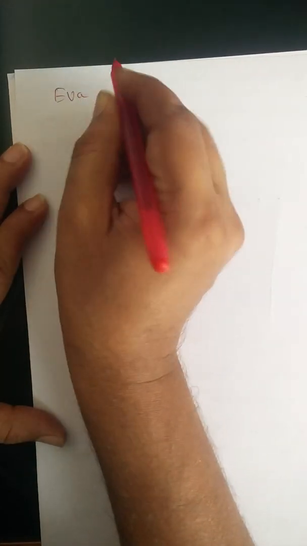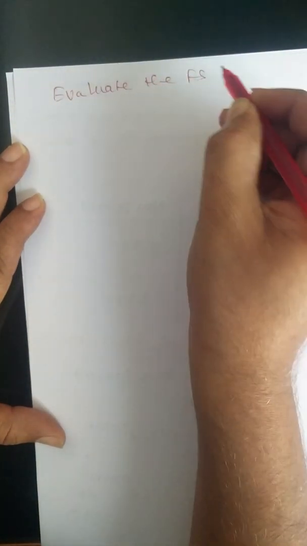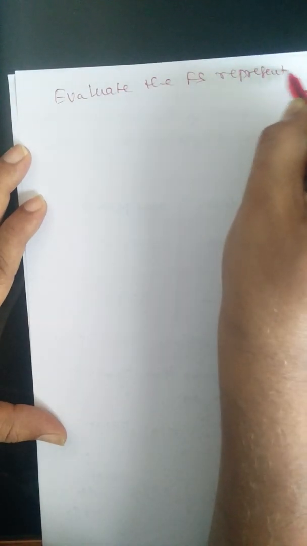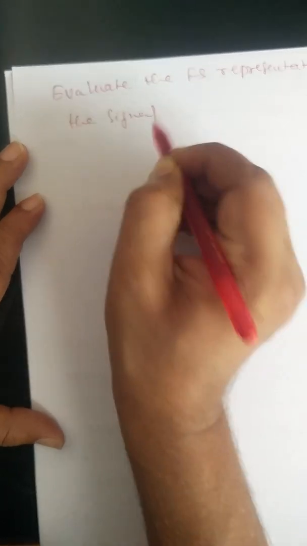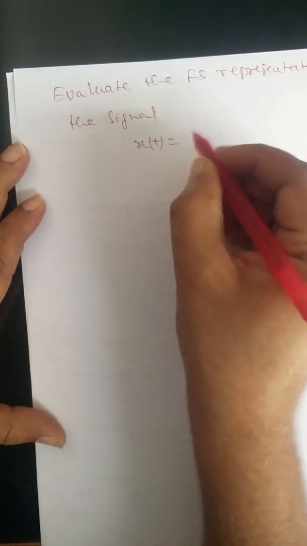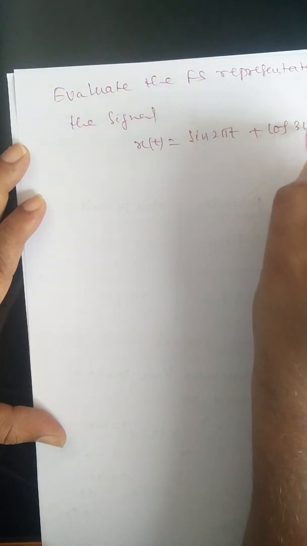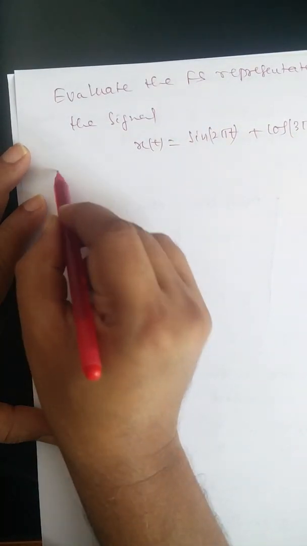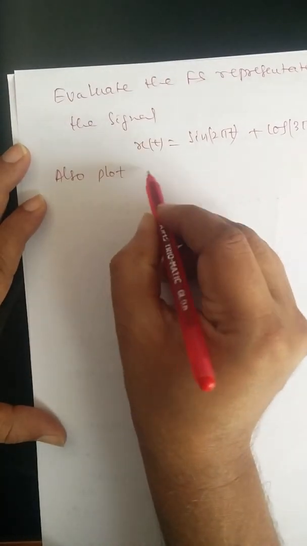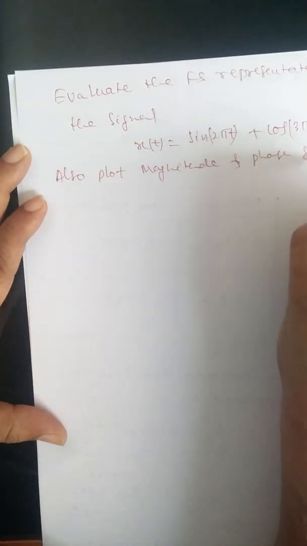Evaluate the Fourier series representation for the signal x of t equals sine of 2 pi t plus cos of 3 pi t. Also plot its magnitude and phase spectrum.